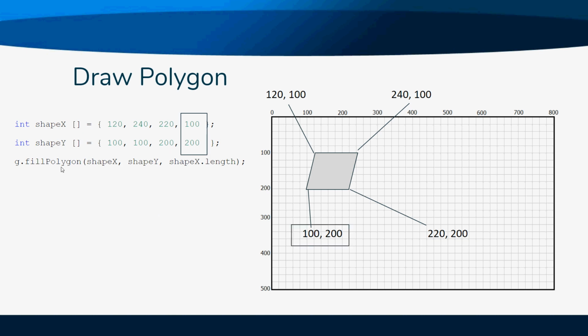Then I use this fillPolygon. It gives this right here. shapeX is the variable name for all of the x coordinates. shapeY is the variable name for all of the y coordinates, and then shapeX.length represents 4, that there are 4 points because this has 4 values in it. So that would then draw this polygon filled in.